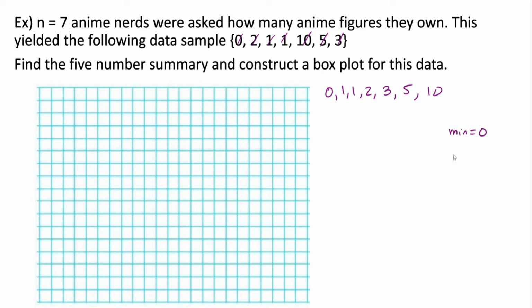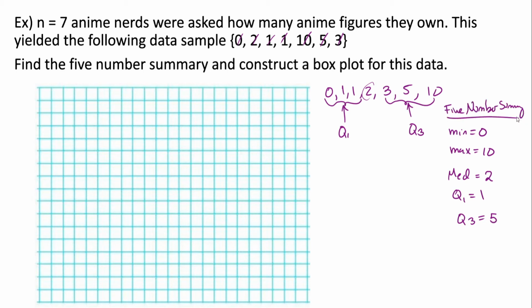So we have our minimum is 0. We know our maximum is 10. We do have a middle value here, it's 2. And here we can see Q1 is going to be 1, and Q3 will be 5. So this is our 5-number summary. Now we're going to use the 5-number summary to construct the box plot.